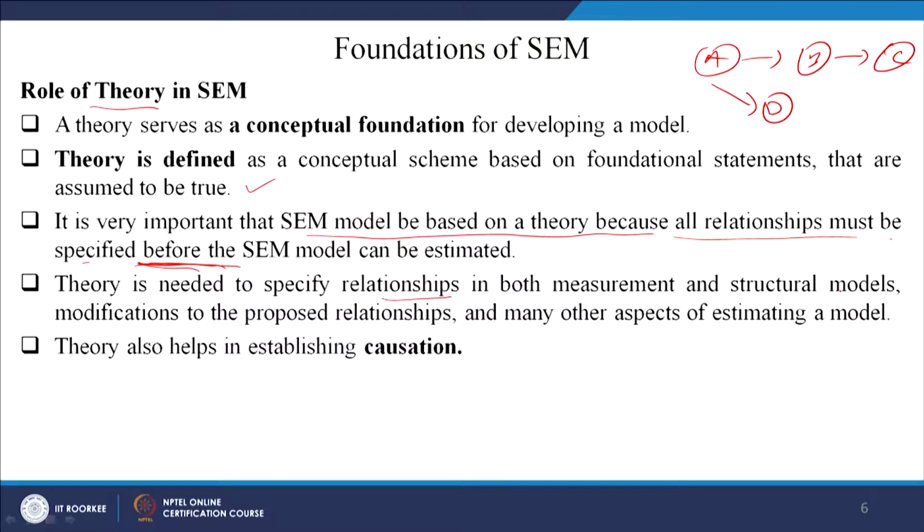Since it is only a mathematical number, it might improve, but then the spirit of the whole exercise is lost, because you have not come out with a proper understanding of why this should happen, and you have not developed a theory, right. Theory is needed to specify the relationships in both measurement and structural models, modifications to the proposed relationships, and many other aspects of estimating a model. This is why it helps in establishing causation.